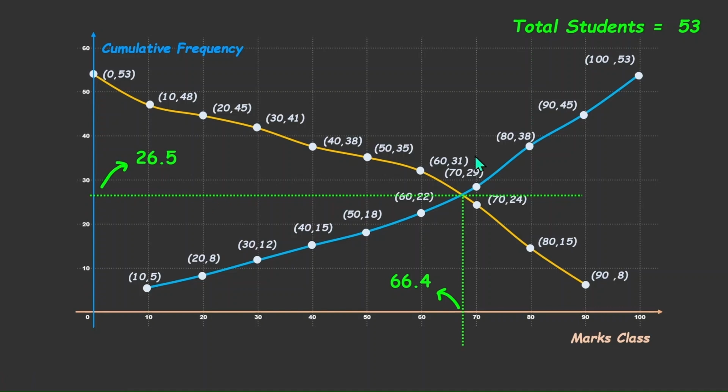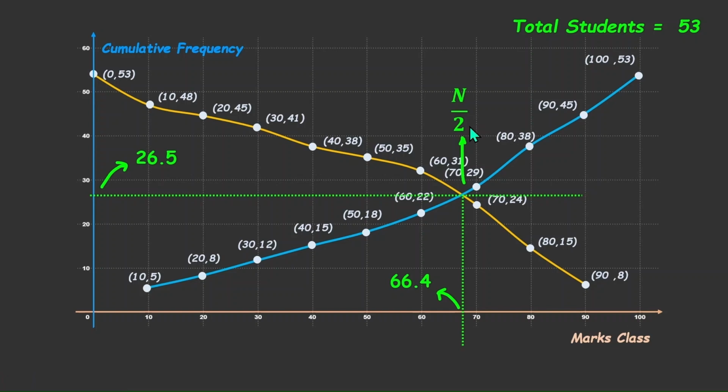And why it makes sense to take the intersection of the more than ogive curve and the less than ogive curve is simply because the less than ogive curve goes from smaller to the highest frequency, 53, that is n, whereas the more than ogive curve goes from n equal to 53 to less. And so somewhere in the middle, if they are intersecting, it has to be at n by 2, because this goes from 0 to n and this goes from n to 0. So their intersection has to be n by 2.